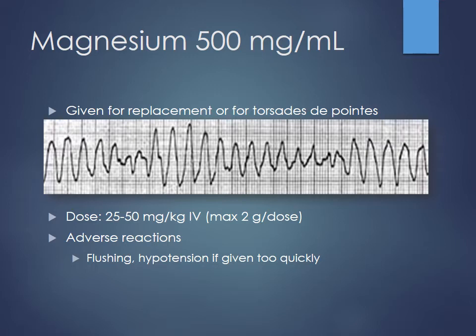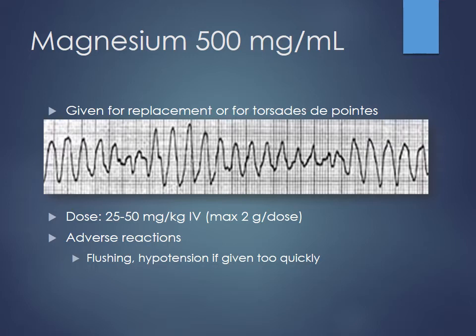Typically, you'll be using pretty big doses, around 2 grams as a max, in order to help reverse that. The other big thing you want to be careful of is if you give it too fast, because magnesium can cause vasodilation, you can end up seeing hypotension associated with this. So it can be one thing you want to watch for, see some flushing along with it. But usually we're giving this along with fluids to make sure that they don't have too big a drop in their blood pressure.